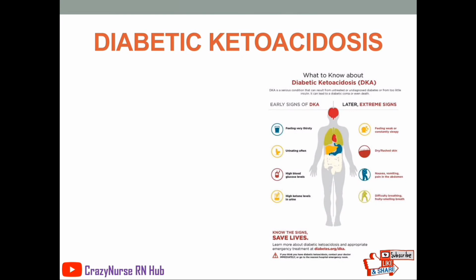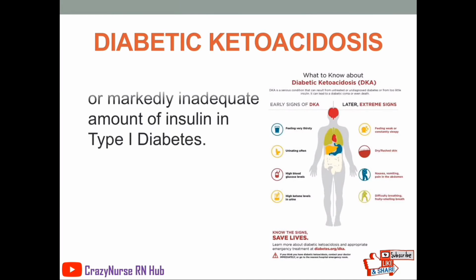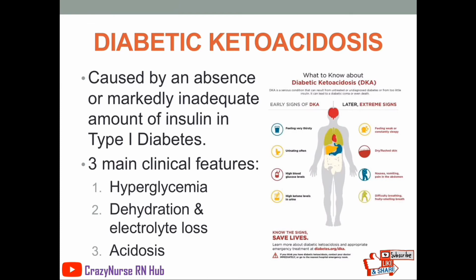Next, we have your diabetic ketoacidosis. This is one of the acute complications of diabetes. It is caused by an absence or markedly inadequate amounts of insulin in type 1 diabetes. So basically, this is a complication of your type 1 diabetes. We have three main clinical features of this complication. First is hyperglycemia. Next, dehydration and electrolyte losses, and lastly, we have acidosis.